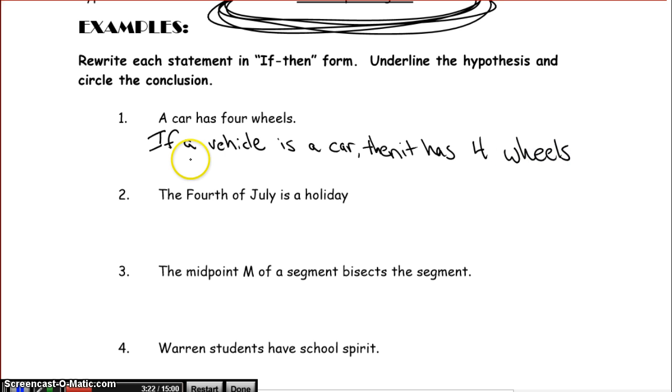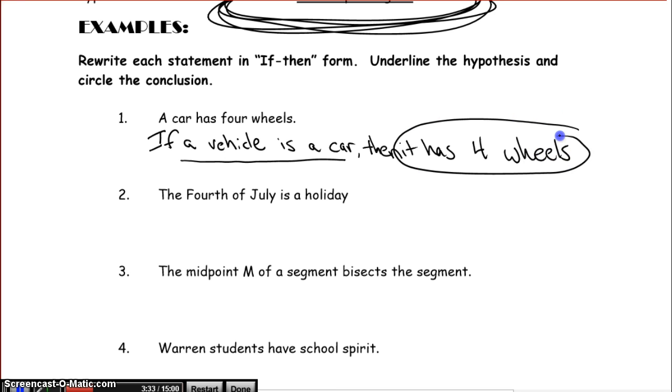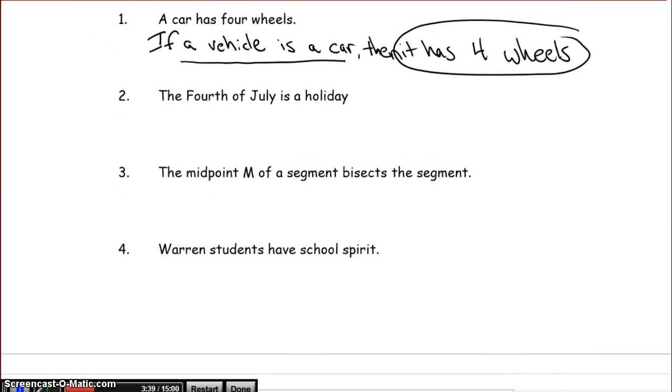Notice again, we're talking about the car. Well, what's the car? That is the subject. So that's going to be part of your hypothesis. Vehicle is a car. Has 4 wheels. Well, that's the conclusion. If it's a car, then it has to have 4 wheels. So there's that first one. Let's try a couple more so we can get the hang of this a little bit more.